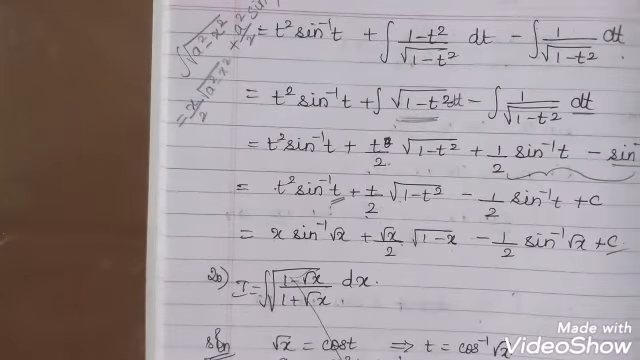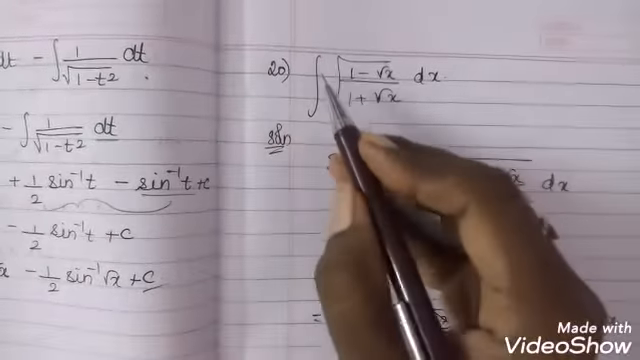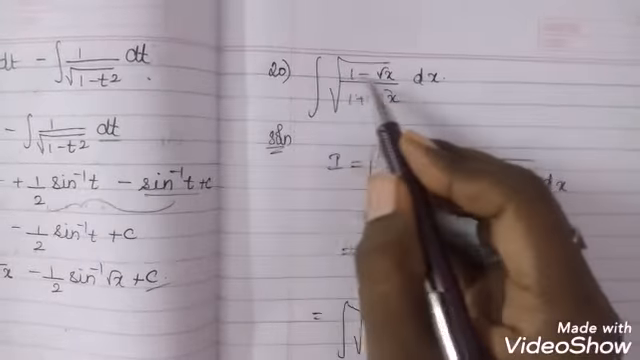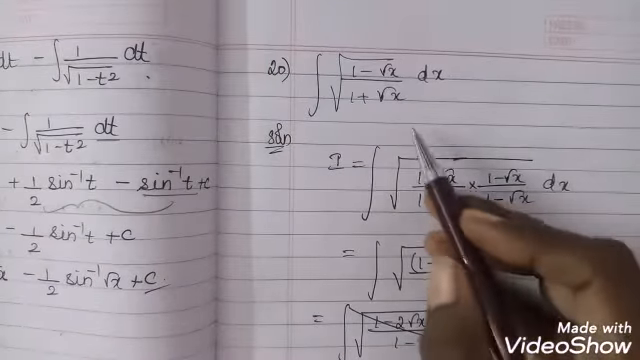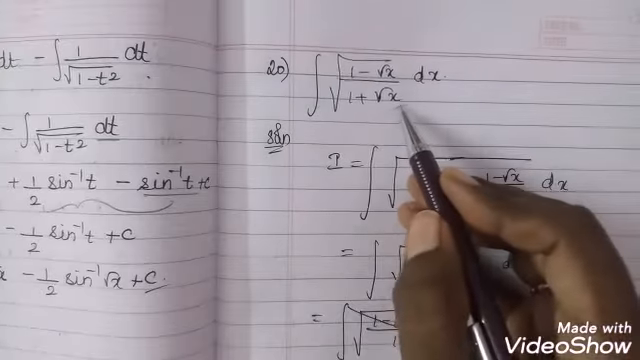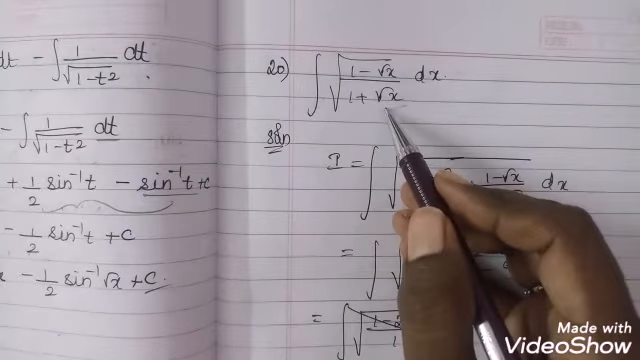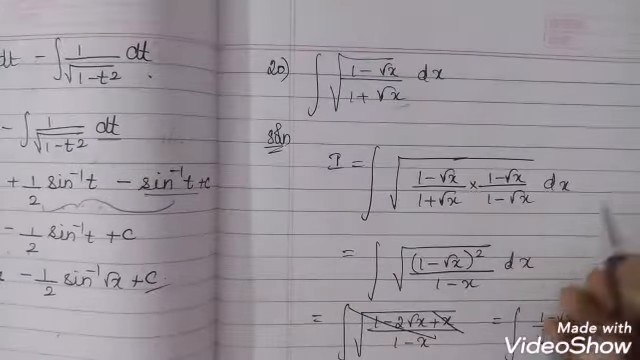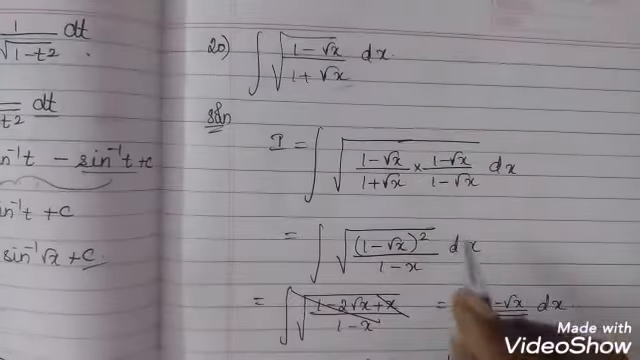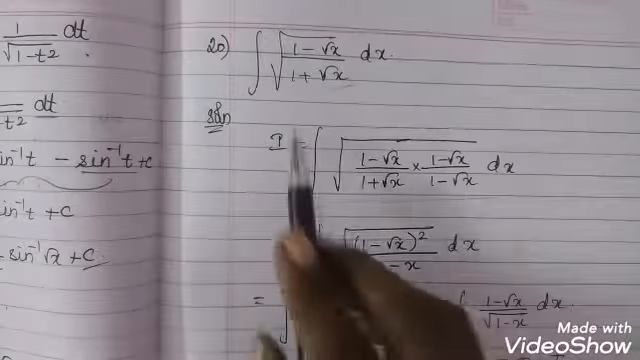Okay. The 20th question: integral of square root of 1 minus root x by 1 plus root x dx. There are two ways of doing it actually here. One is by using the trigonometric substitution, that is you can put root x equal to cos t and then proceed. Otherwise, like how I did, multiplying and dividing by the conjugate of the denominator.